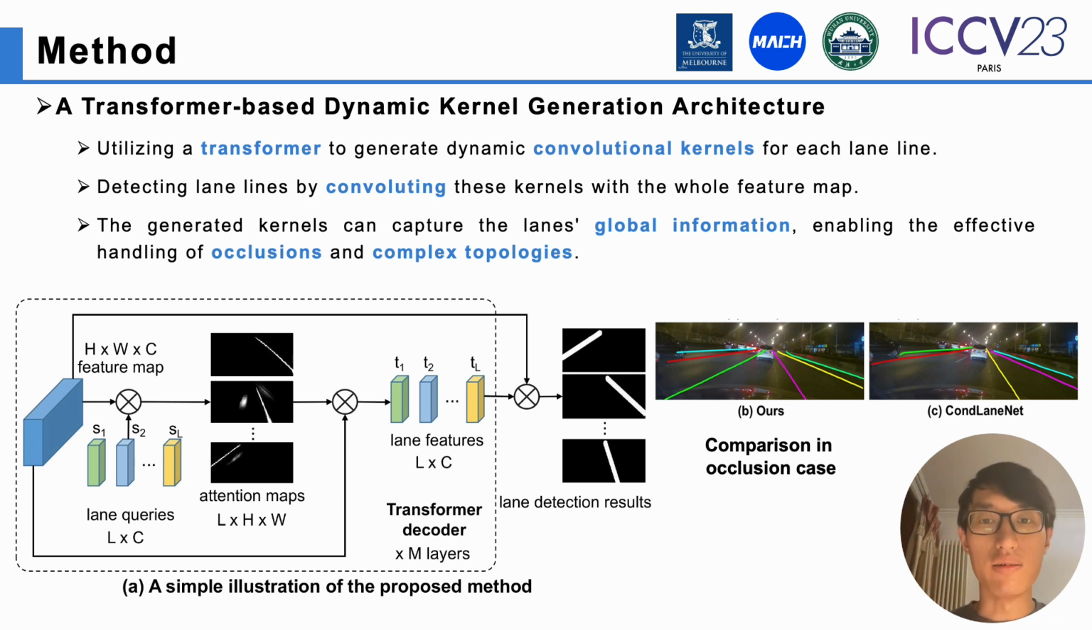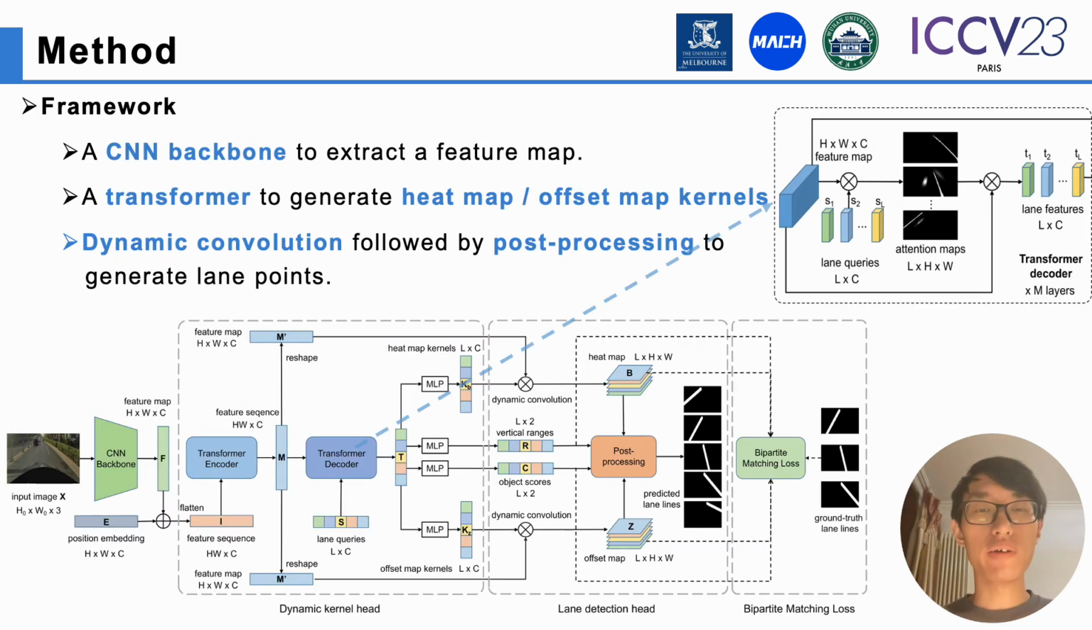Compared to the kernels generated from some key locations of a lane line, the kernels generated with the transformer can capture the lane line's global information from the feature map, enabling the effective handling of occlusions and lane lines with complex topologies. Our framework starts with a CNN backbone to extract a feature map from the input image.